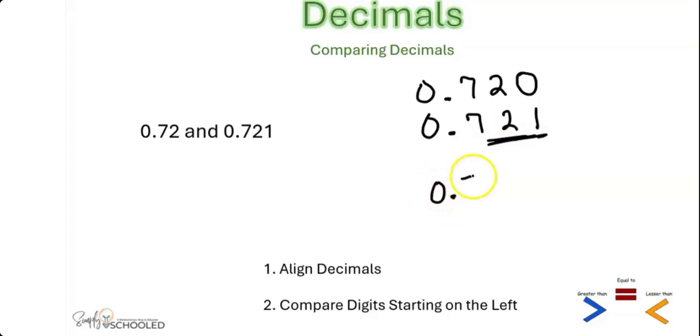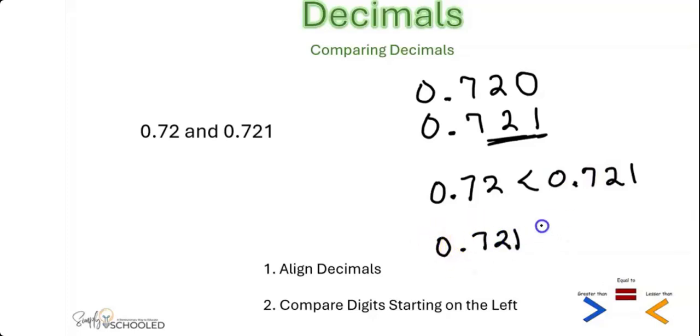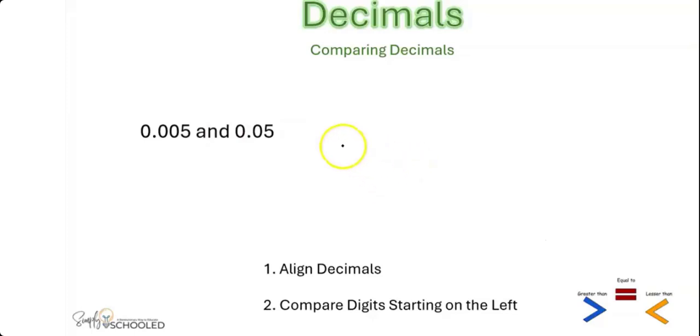So you would write that like this. You can write it like that, or remember, you can put it the other way too. It really doesn't matter as long as you have the greater than sign pointing to the greater number. Remember, the open part shows that this is greater. Okay, let's try another one.